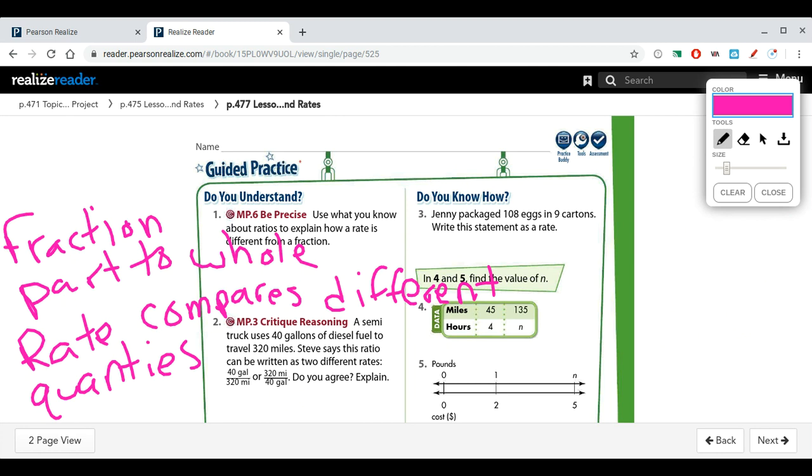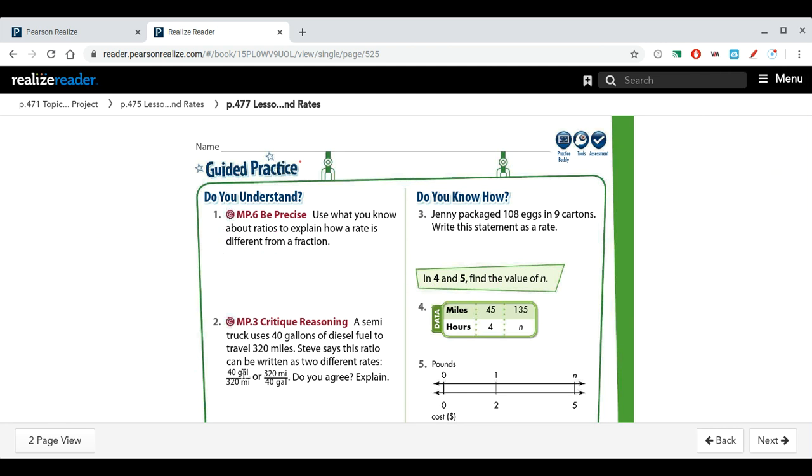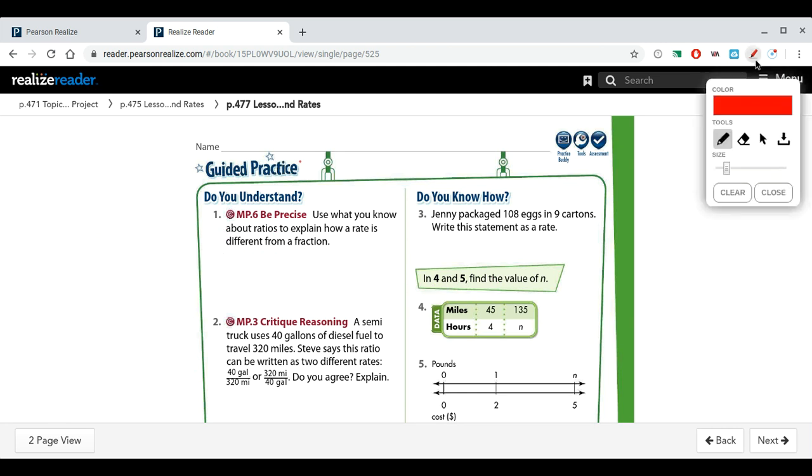All right, if we take a look at number 2, a semi-truck uses 40 gallons of diesel fuel to travel 320 miles. Steve says this ratio can be written as 2 different rates, 40 gallons to 320 miles, or 320 miles to 40 gallons. Do you agree? Explain. So if we look at these, are these going to be good rates to use? And so we just have to look at what they represent. Here I have my gallons on top, miles on the bottom. Here I have miles on top, gallons to the bottom. Both of those are going to work because it's 40 gallons of fuel to travel 320 miles.